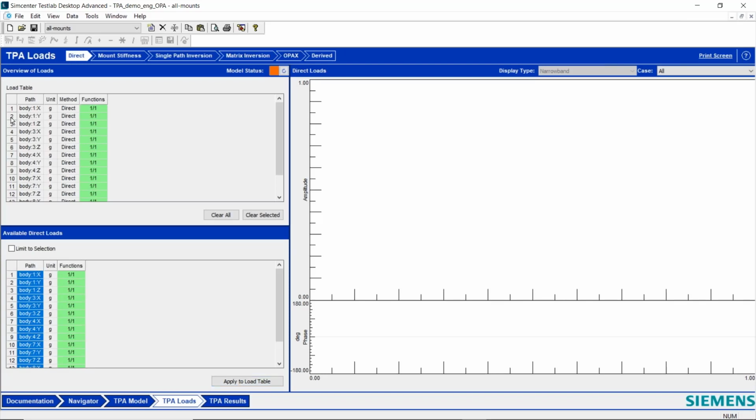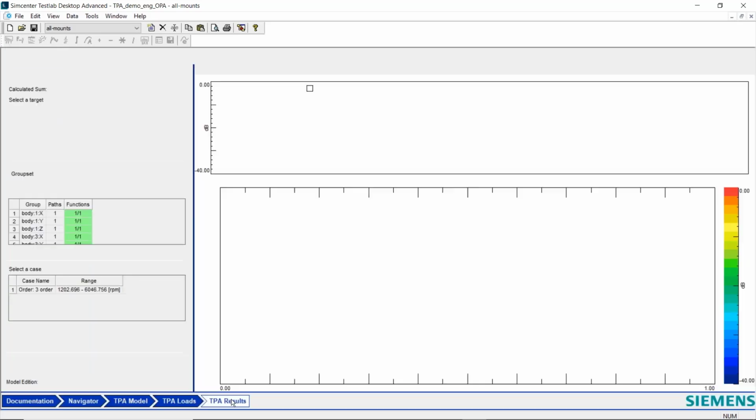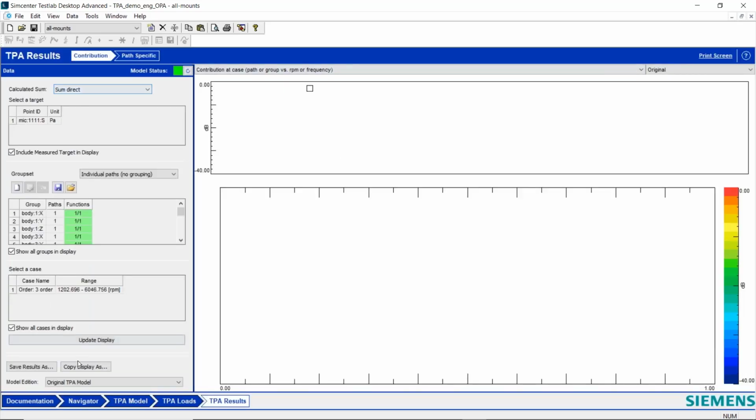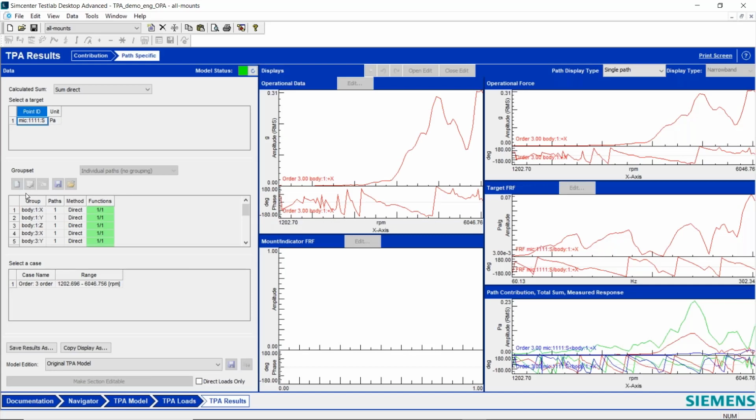So here are my loads. And now we just multiply those pressure over G loads by the G acceleration to get the contribution for each of these paths. So I go to TPA results. I tell it to update the display. And for third order, I can rate the different contributions at each one of these different speeds. And I can see around the speed, my total contribution is underpredicting a little bit, and body 1Z is the largest contributor. And then I can do the standard TPA plots if I want.